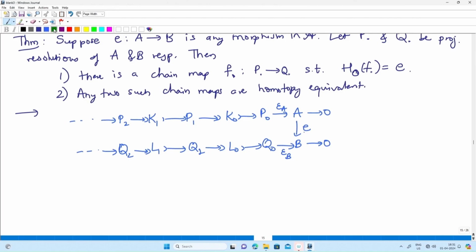Yeah? So the green arrow, so observe this condition. Q0 to B, epsilon B, is called the augmentation map. Yeah, this augmentation map is surjective. I mean, it is an epimorphism because there is a 0 at the end. So therefore, any map from P0 to B can be lifted to a map here from P0 to Q0. So the green arrows exist by projectivity.